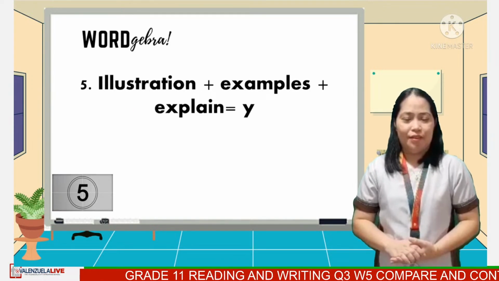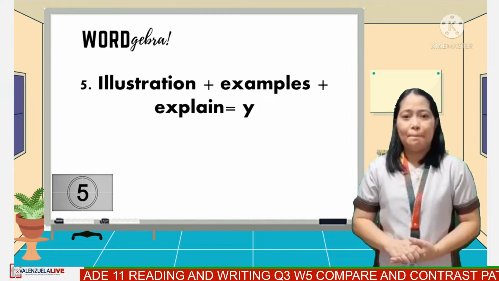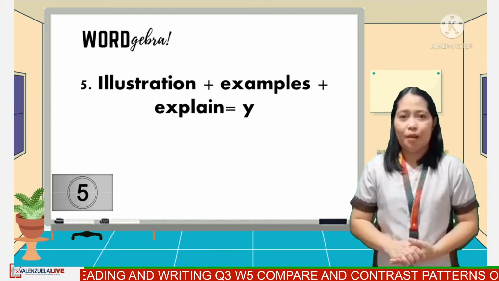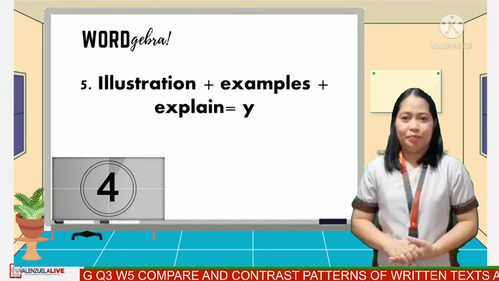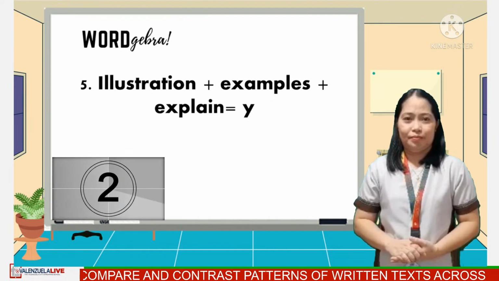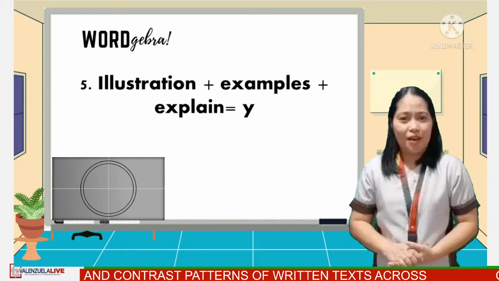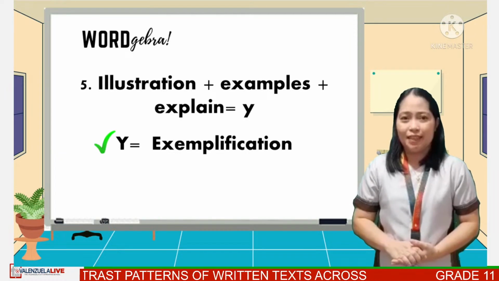Number 5. Illustration plus examples plus explain equals y. Very good. The answer is exemplification.